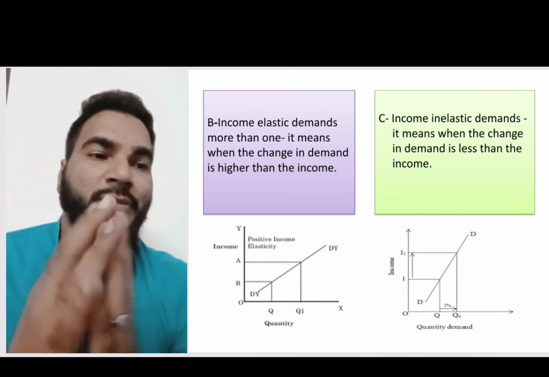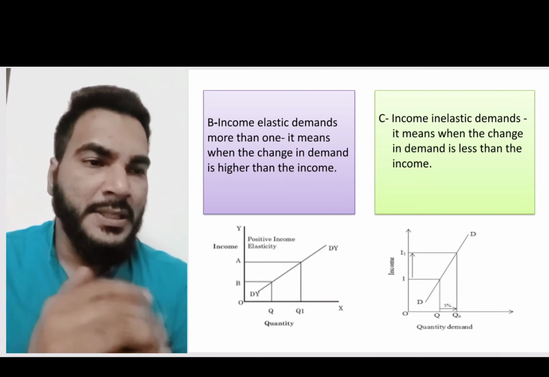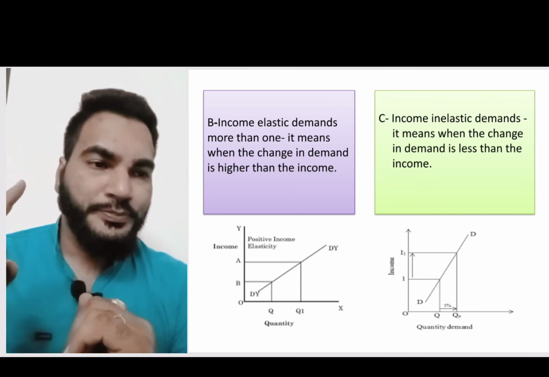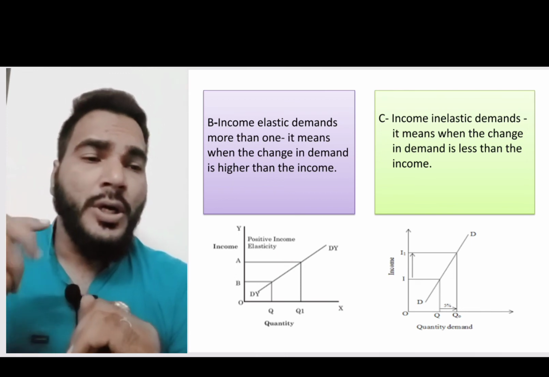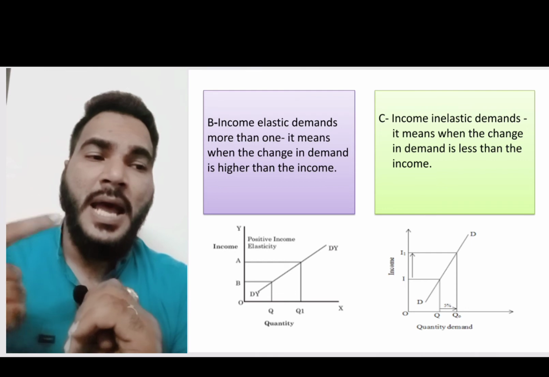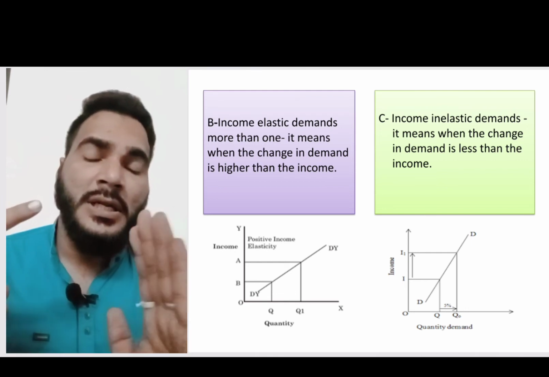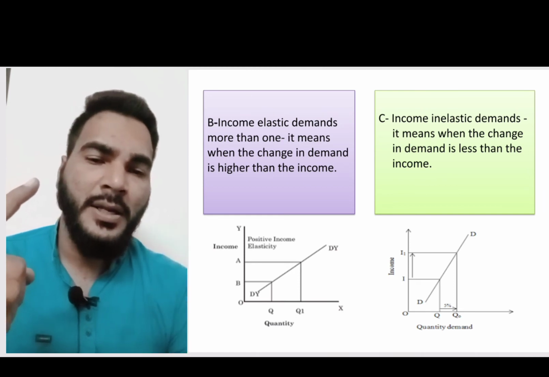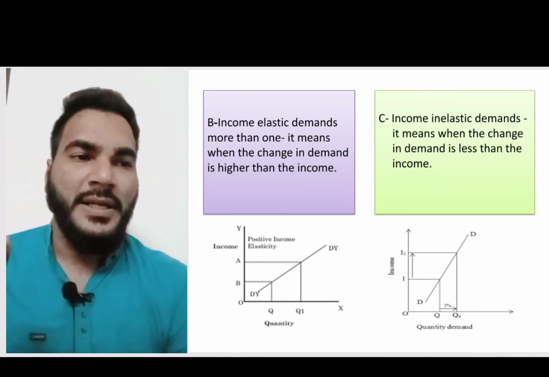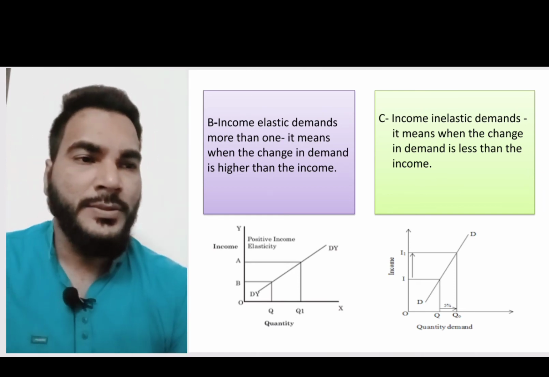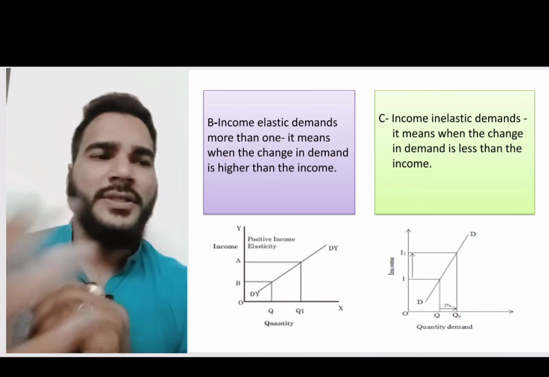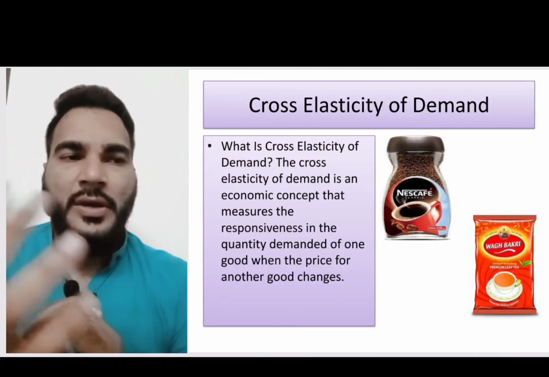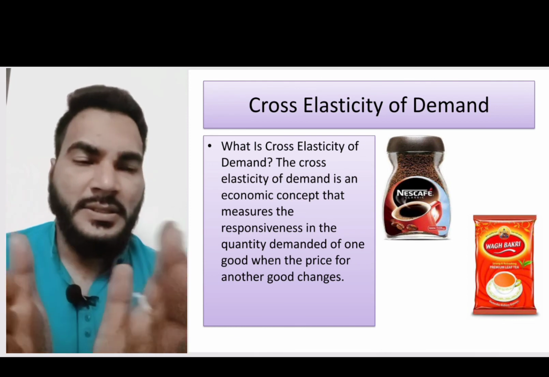Then we have income inelastic demand. As you can see in this curve, the income is increasing higher than the demand, so the proportion change in income is higher than the demand change. So that is income inelastic demand. Now let's take one more thing. We have cross elasticity of demand, that is last but not the least.